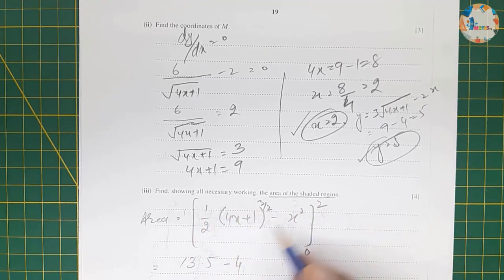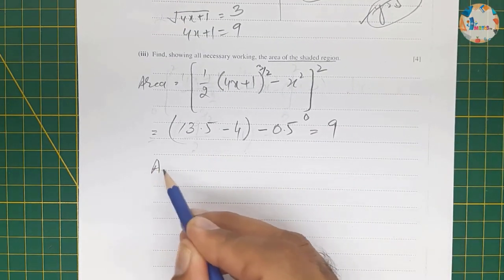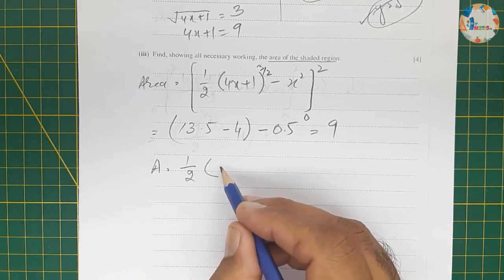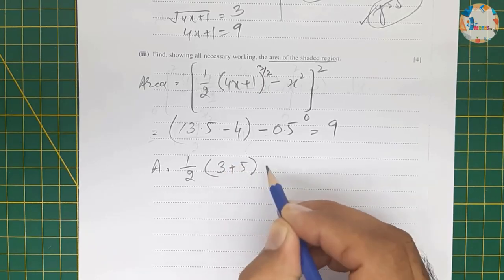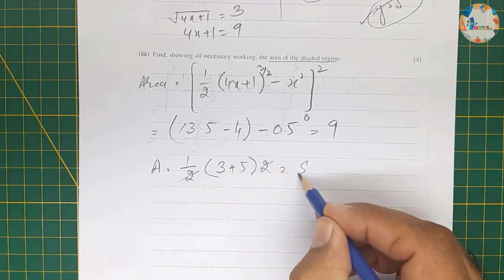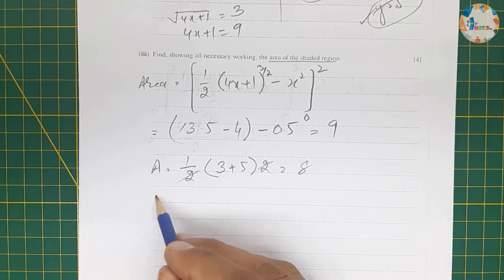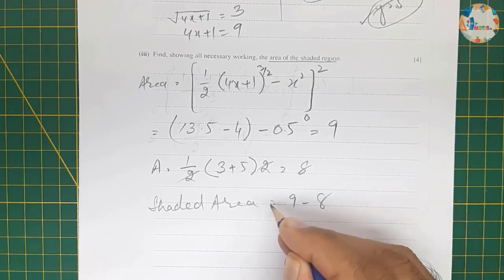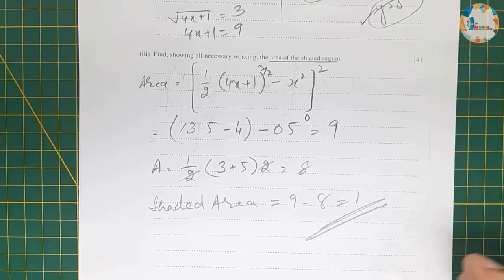In this one, if we replace 2, we'll get 13.5, and in this one replacing 2, it will be 4, and minus, if we replace 0, we'll get 0.5, and if we solve this, we'll get 9, and from here we have to subtract the area of the trapezium. The area of the trapezium we calculated already, but we will solve this one again. 1 by 2 into a plus b, which is 3 plus 5, into h, which is 2, and this will be cancelled, so it is equal to 8. So the shaded area is equal to 9 minus 8, which is equal to 1, which is the final answer of this one.